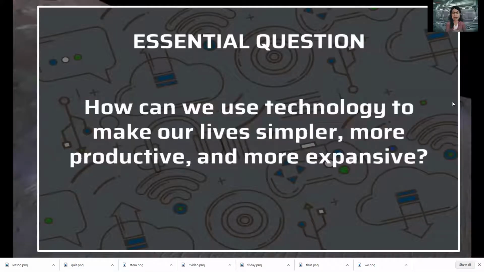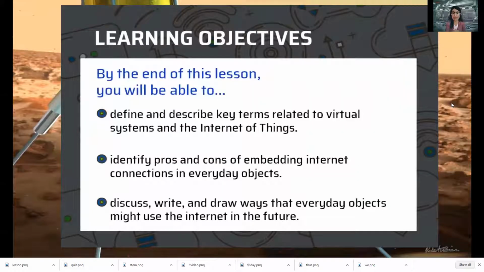The essential question for today: how can we use technology to make our lives simpler, more productive, and more expansive? By the end of this lesson, you will be able to define and describe key terms related to virtual systems and the Internet of Things. Identify pros and cons of embedding internet connections in everyday objects. Discuss, write, and draw ways that everyday objects might use the internet in the future.